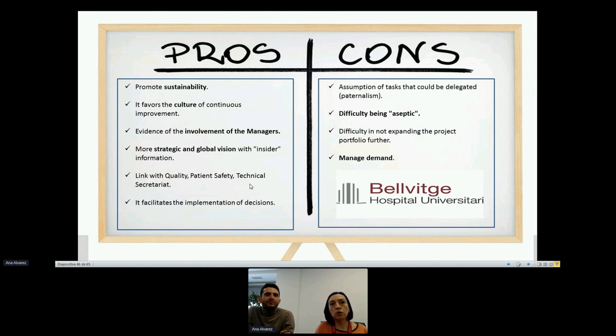But it has cons, because when we go with a group of continuous improvement, sometimes it's difficult to keep ourselves aside and not try to impose our opinion. And it's also difficult not to take a lot of work to our offices and not delegate to them. We are a little bit paternalist in that way.